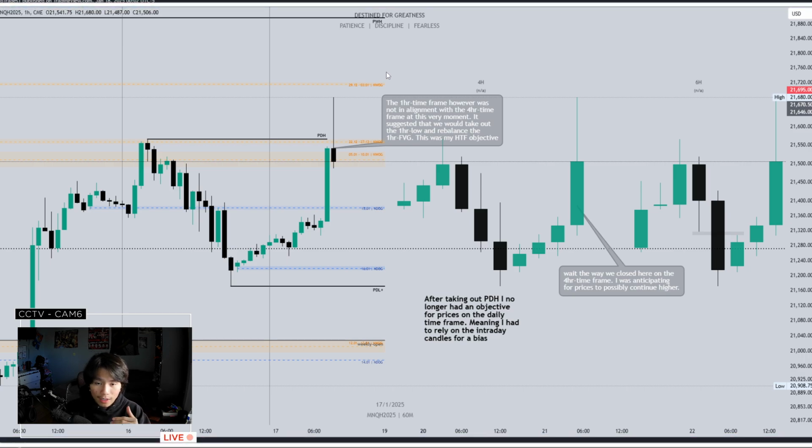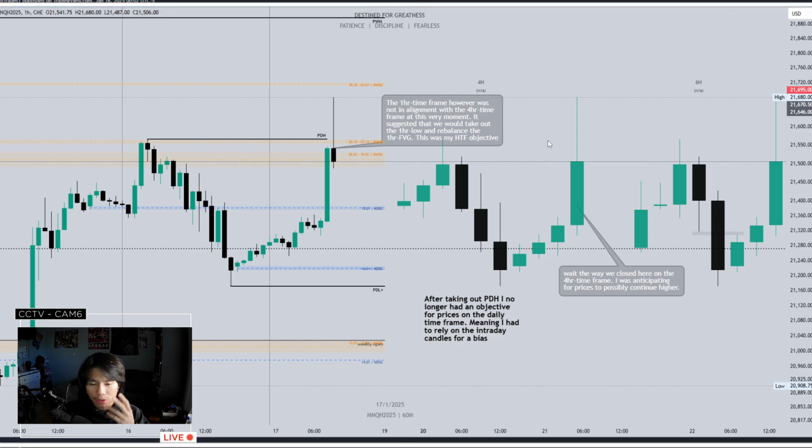But I don't care if we're going to respect this fair value gap or disrespect this fair value gap. My idea is that we're going to rebalance this inefficiency. It doesn't matter for me if we disrespect it or not. What I do know, or what I'm anticipating, is that it's higher probability that we at least retrace or rebalance into that inefficiency.